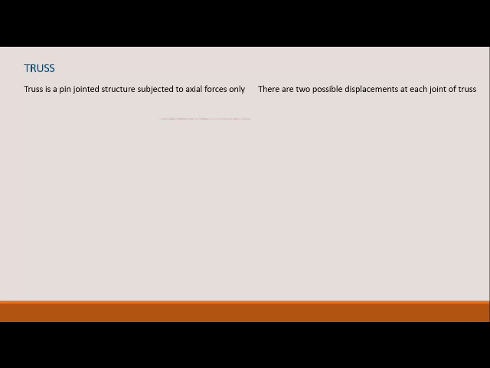Let us consider the truss. In the previous lecture we defined it; for recapitulation, again we are defining the truss. A truss is a pin-jointed structure subjected to axial force only. There will be no generation of bending or shear. So axial load, either compressive or tensile, will be generated in the truss. There are two possible displacements in each joint of the truss, one vertical and another horizontal. So in each and every joint of the truss there will be 2 degrees of freedom.